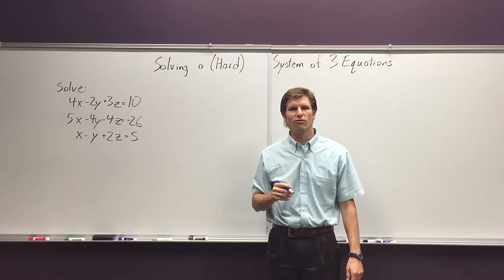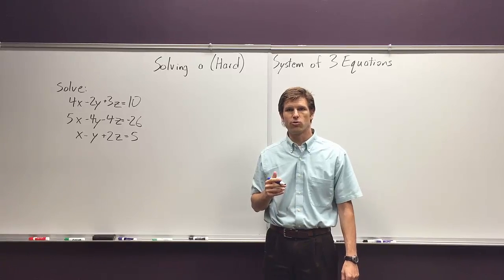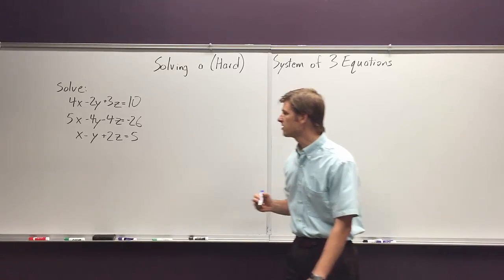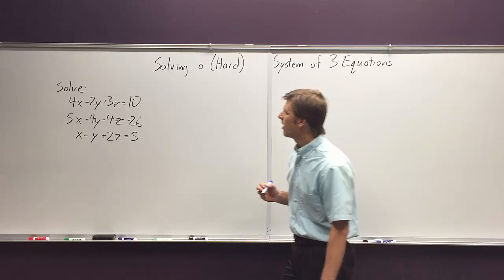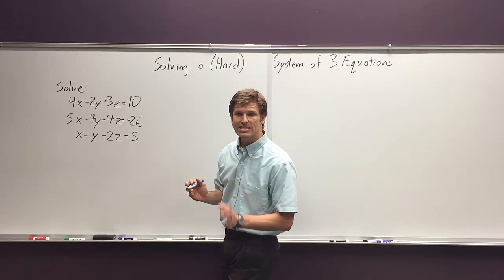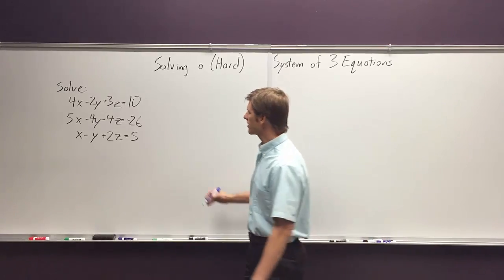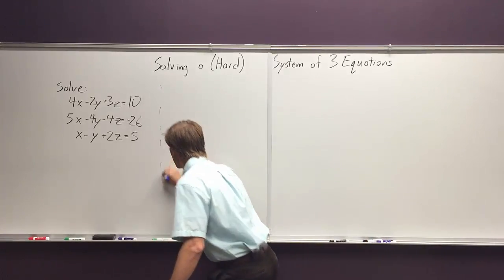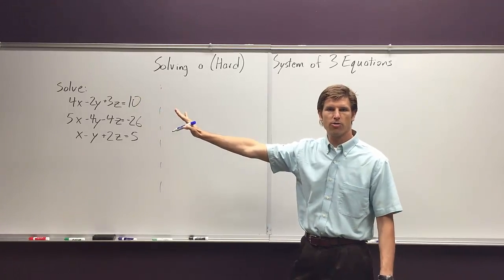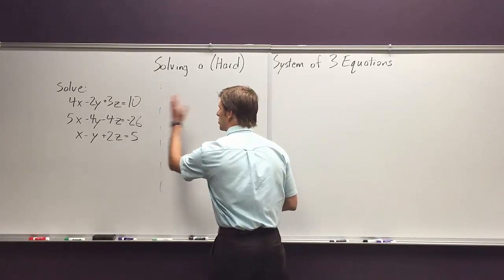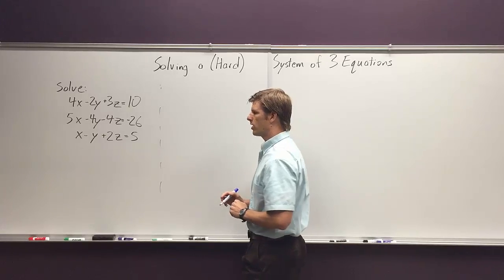Here's a video on solving a hard system of three equations. So I'm solving this system for x, y, and z. Now, I really like to stay organized when I'm solving a system of three equations because there's a lot going on. So essentially, to the left of this line, I'm going to allow all three variables, and I'm going to try to eliminate one of the variables here.